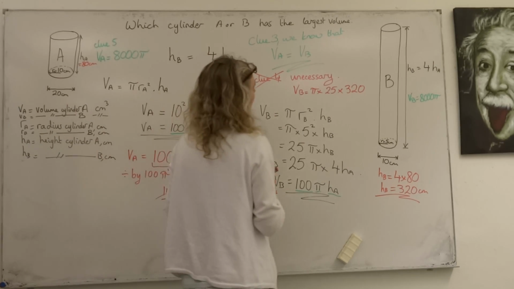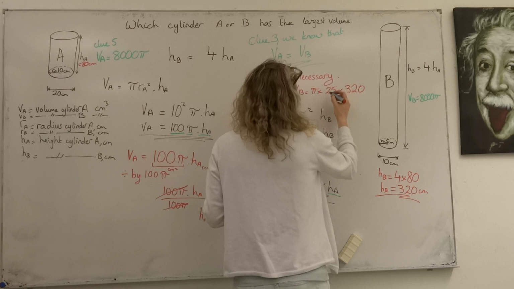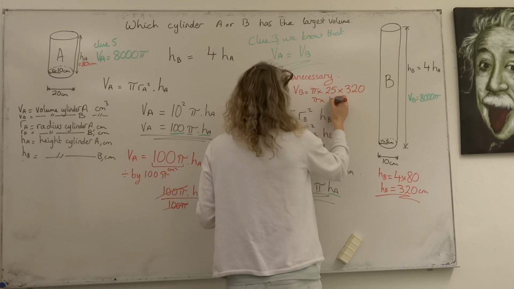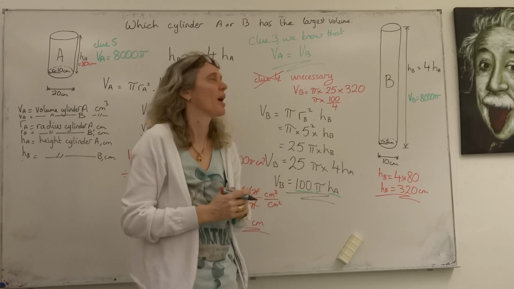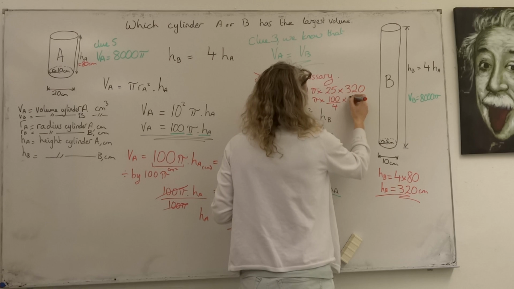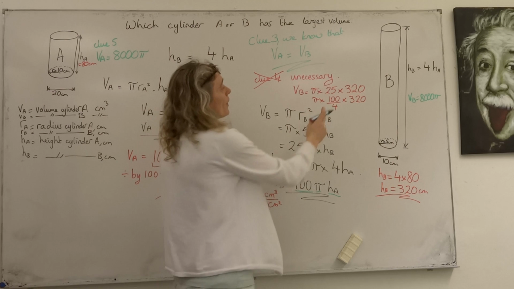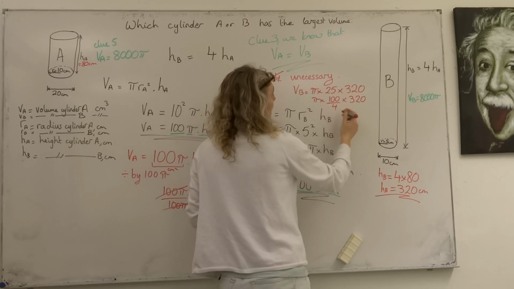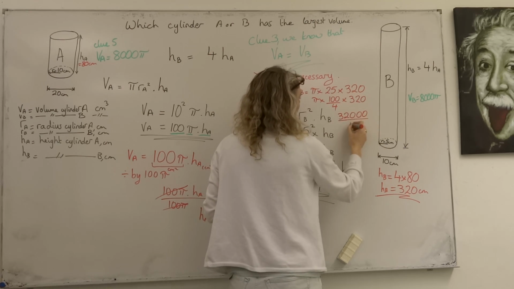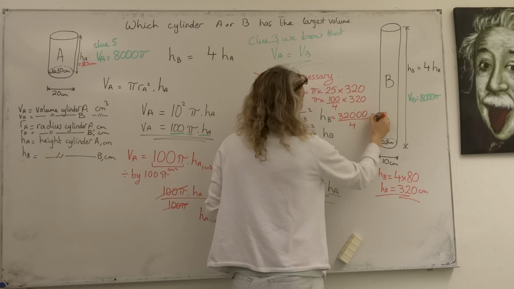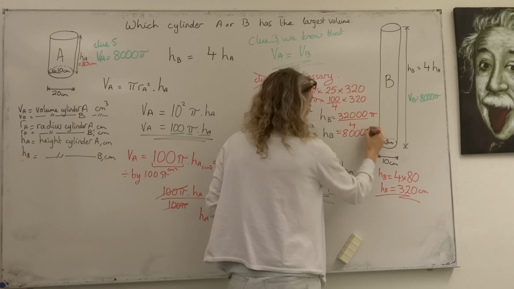And let's think of 25 as being 100 divided by 4. Why am I doing that? Because I really don't want to have to multiply by 25. I'd like to make it as easy for myself as possible. 25 is the same as 100 divided by 4. 320 multiplied by 100 would be 32,000 divided by 4 times pi. 4s into 32 go 8 times, so we would get 8,000 pi.